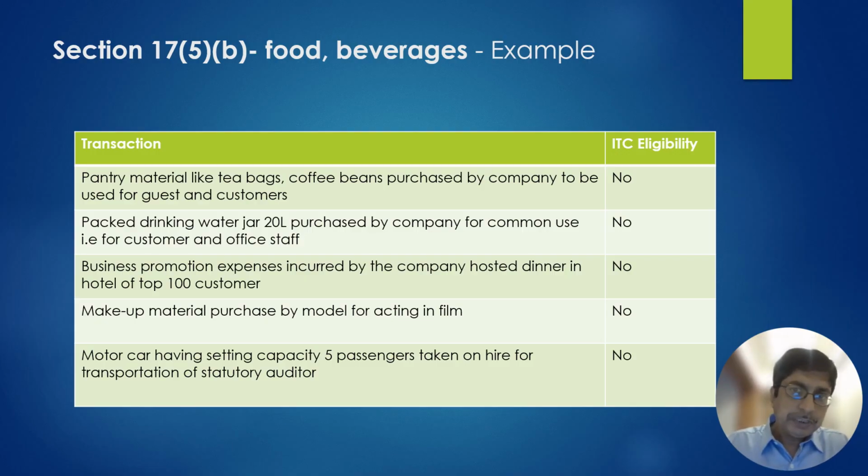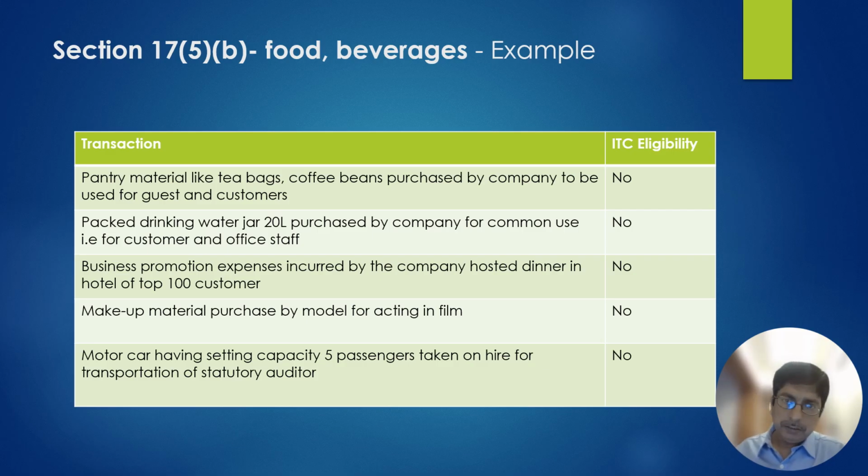Business promotion expenses incurred by the company. Third example. We are on the third example. The company hosted a dinner for its top 100 customers. Now this is allowed in income tax as business promotion expenses, marketing expenses. However, this food service comes to an end when it is consumed. The VAT chain is broken. GST credit is not available under section 17(5) clause B.